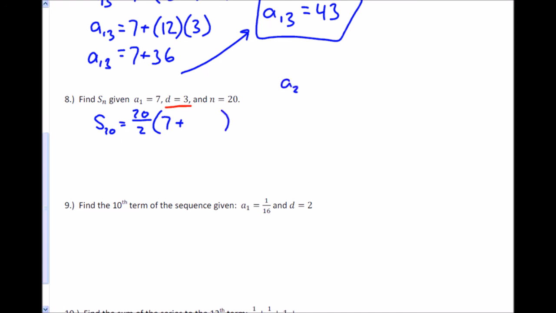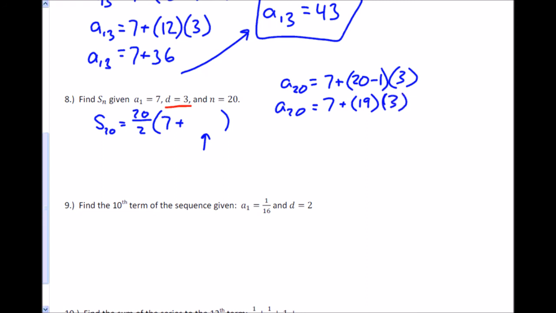So I'm looking for a sub 20 this time. A sub 1 is the 7 plus n minus 1 times d, which again is the 3. Okay, so now I've got to plug this in. Once I find this, I'll have my a sub n, which will go here. That's 7 plus 19 times 3, so a sub 20 equals 7 plus 57. So this is going to give me a 64.